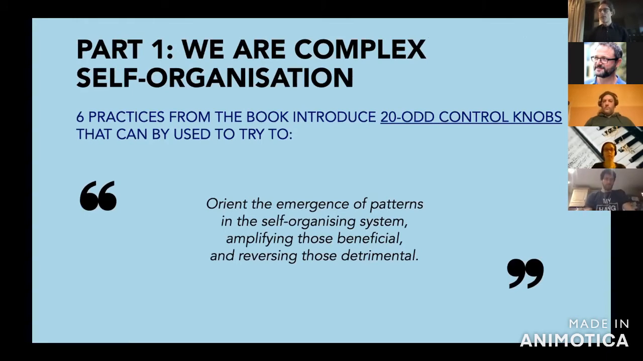So human complexity, the human element, has a huge impact on the practices that we adopt. For example, even in self-organization, there are many practices that overall describe about 20 control knobs. But this idea of the human element has a huge impact on those practices, on the way that we use those control knobs.